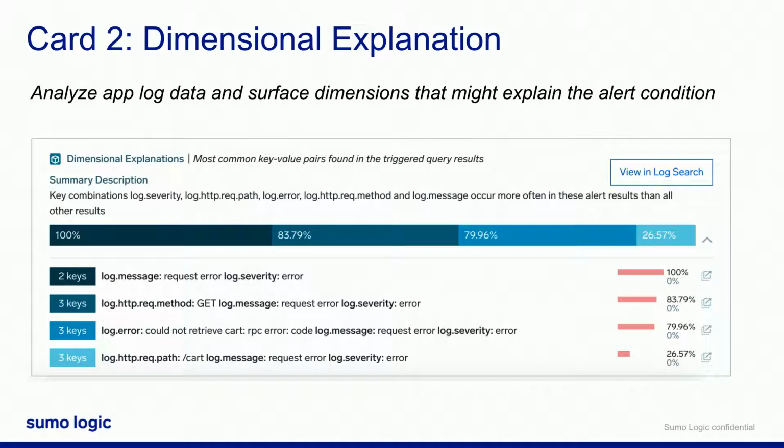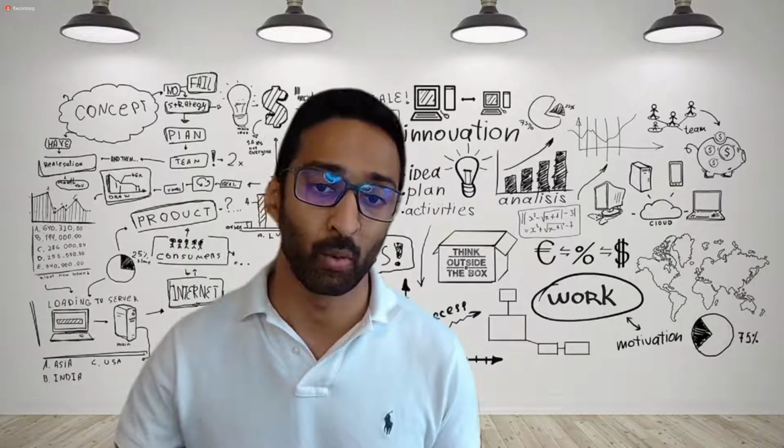And it is also telling us that these errors trying to talk to cart service were present in 80% of all the messages after the alert happened. So definitely gives you a smoking gun here.